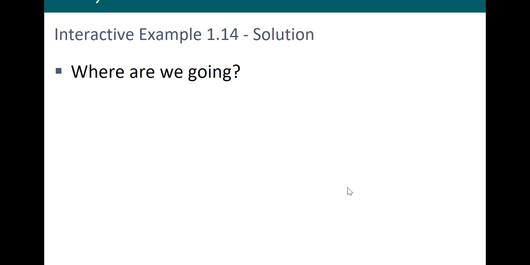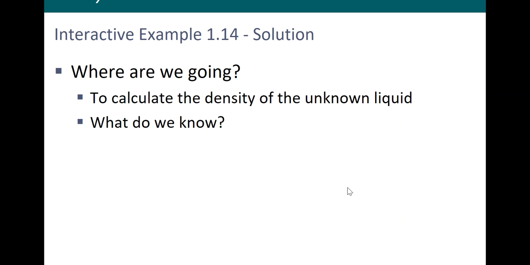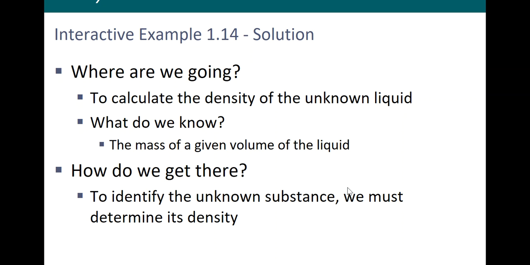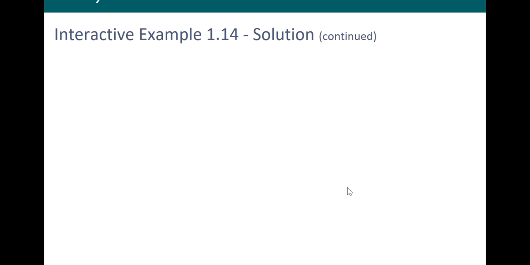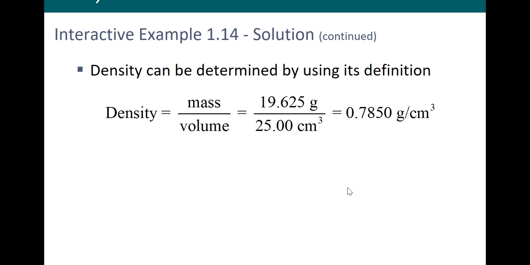So where are we going? We're going to calculate the density. What do we know? We know the mass and the given volume. How do we get there? We determine the density. So density, mass divided by volume. Mass was given in the problem. Volume was given in the problem. This is a division problem. So you look at the number of significant figures. So 5 up here, 4 up here. So the answer is truncated to the lower number, which is 4.